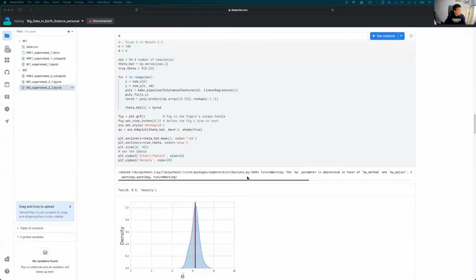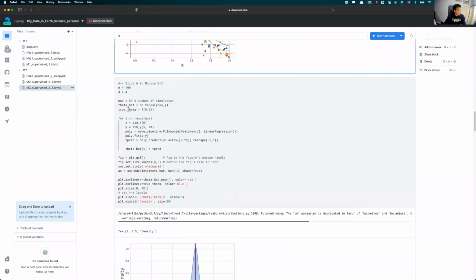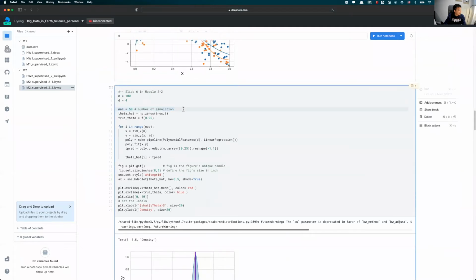So when you check the Deepnote, you can see how I generated the figure. So NOS here is the number of simulations, and here is the number of samples. So I simulated this model 50 times and predicted the value when x is 0.25, recorded this predicted value here, and made the density distribution using the seaborn KDE plot function. Please take time to understand this code.